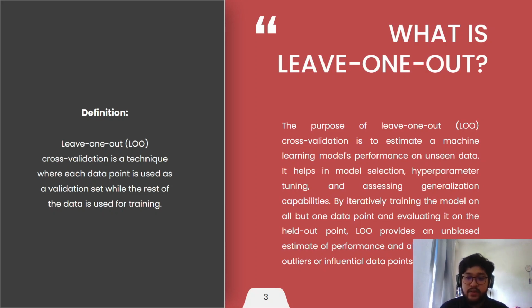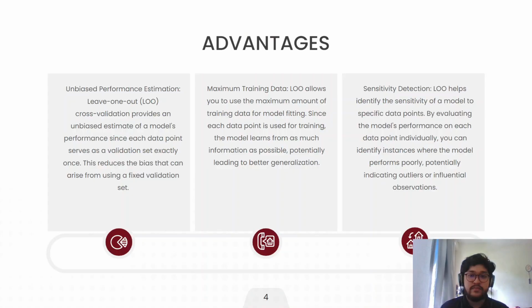By iteratively training the model on all but one data point and evaluating it on the held out point, leave one out provides an unbiased estimate of performance and aids in identifying outliers or influential data points.